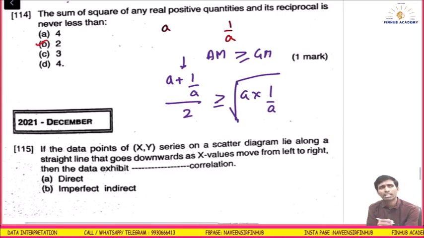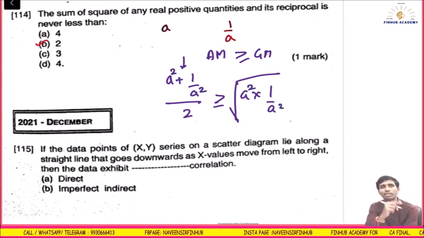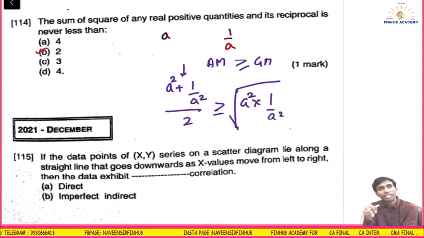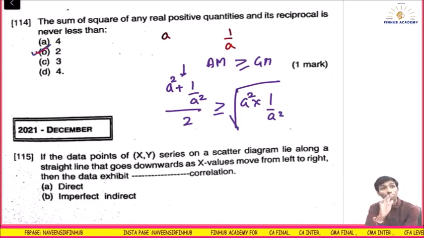They have said square. So what will I do? I will take square, square. It does not make any difference. So in the exam now, if it becomes the sum of the cube, then the answer will be what? Greater than or equal to 2. Remember this, the answer will be 2 only. Why? I will tell you.